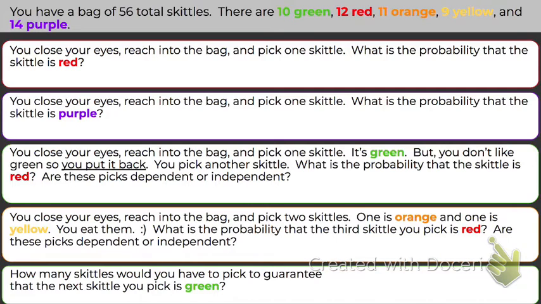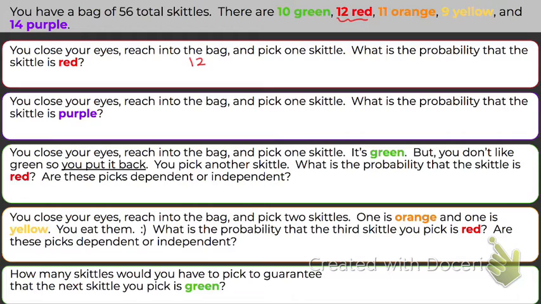So the first question says, let's say you close your eyes, reach into the bag, and pick one Skittle. What is the probability that that Skittle is red? So probability is calculated like a fraction. In the numerator is the number of desirable outcomes, the outcomes you want, and we want the 12 red. We want to know the probability of getting one of those 12 red.